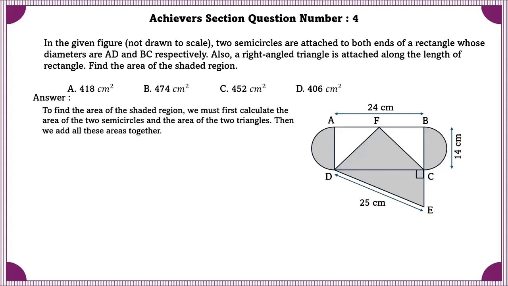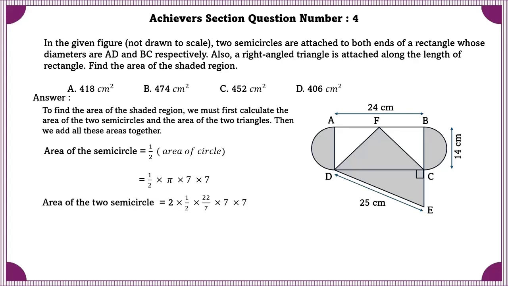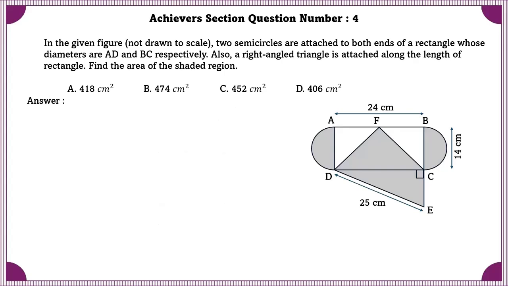To find the area of the shaded region, we must first calculate the area of two semicircles and the area of two triangles. Then we add all these together. Area of a semicircle is equal to half of the area of a circle. So we can write this as 1 by 2 into pi into 7 into 7. So area of two semicircles is equal to 2 into the area of one semicircle. So if we do that, we'll get 154 centimeters square.